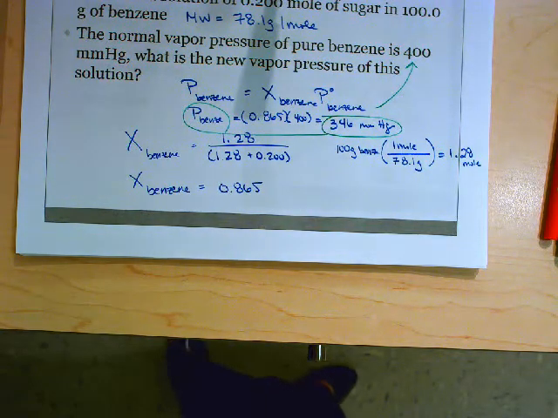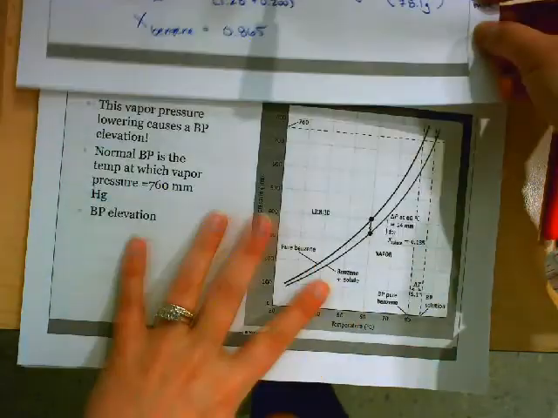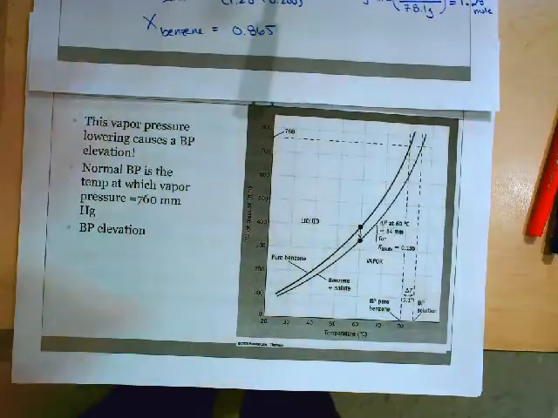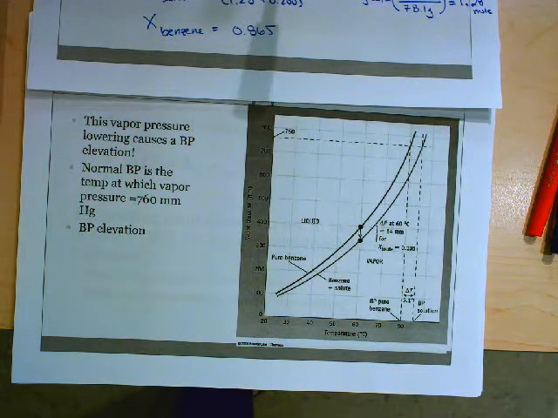So this leads us to be able to extrapolate and talk about how this change in vapor pressure affects our boiling point. Does everybody have all this? Graphs. Love graphs. Alright, so this vapor pressure change causes a lowering of the boiling point. Well, lowering the vapor pressure causes an elevation in the boiling point.